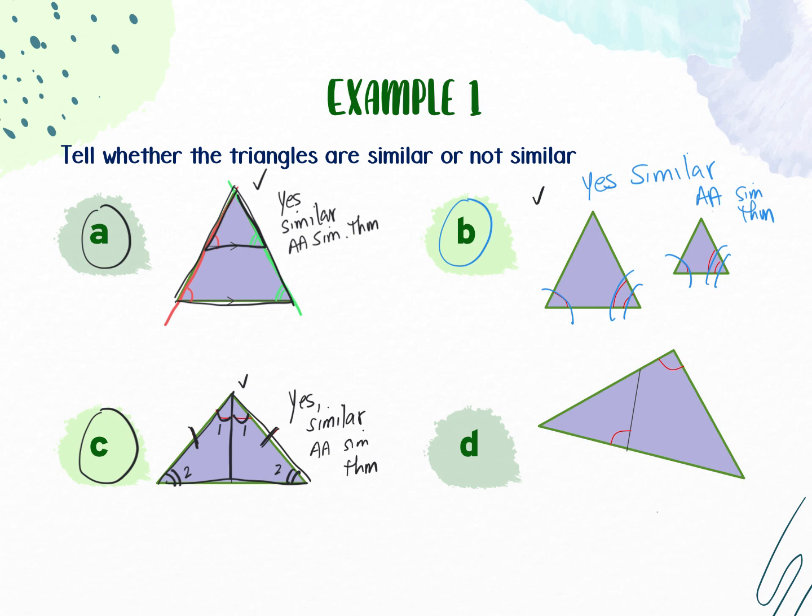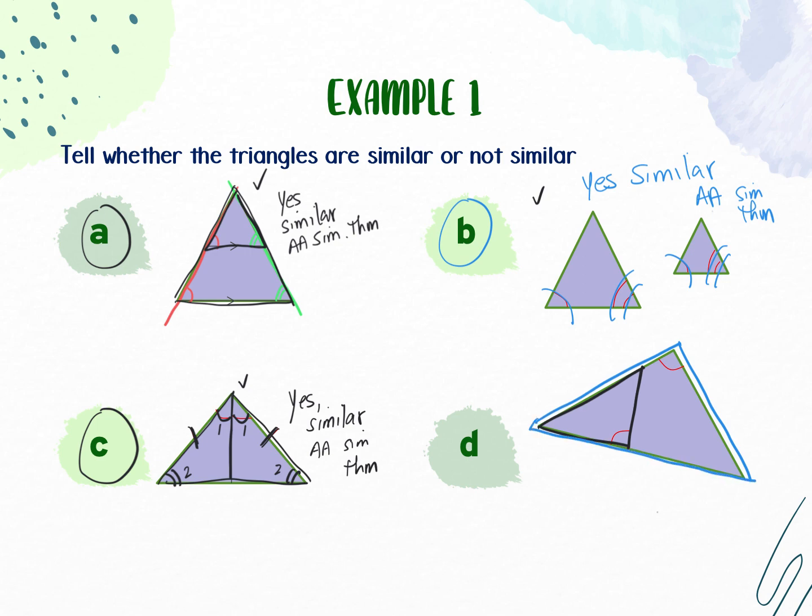Now here is where it gets tricky in D. We're trying to figure out in D, are these two triangles similar? Now, first of all, it's very difficult to see what they're talking about, but what they're trying to figure out is, is this small triangle similar to this larger triangle here?